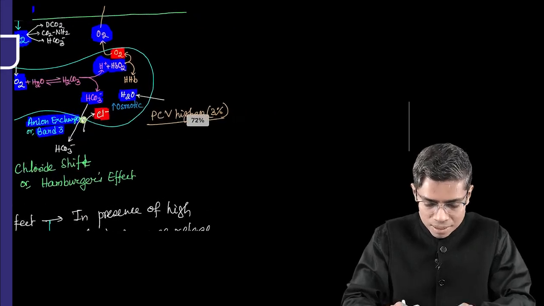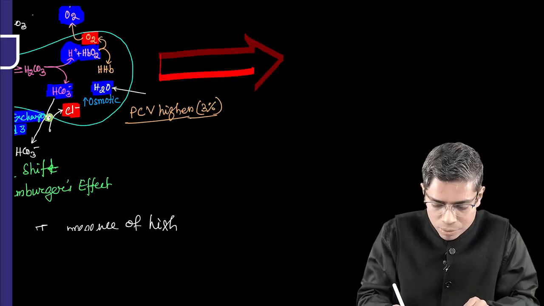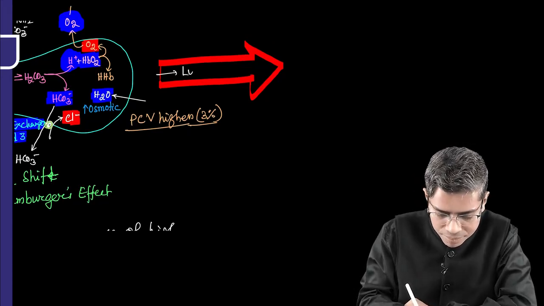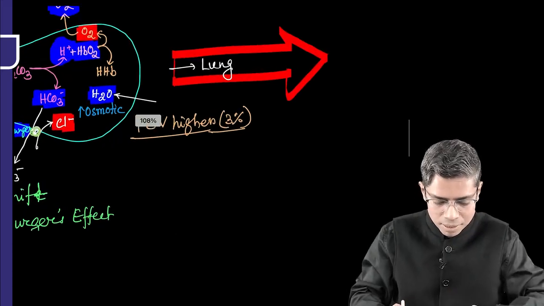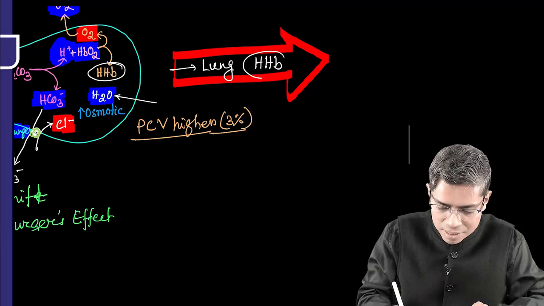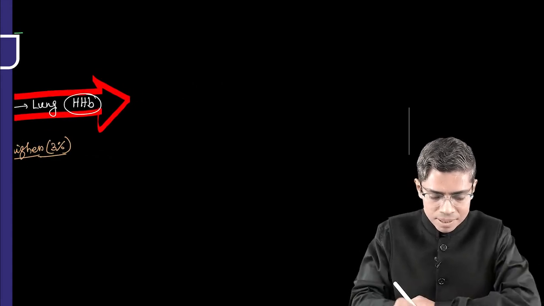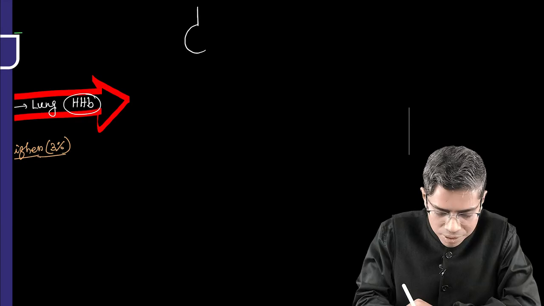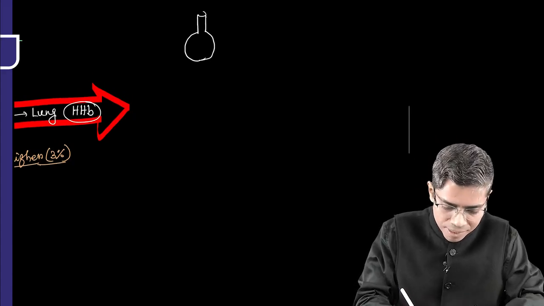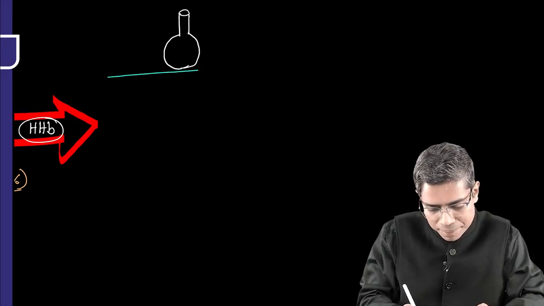So when this RBC is moving to the level of lung, what is going to happen? Now it is going towards the lung. Which form of hemoglobin is going? The form of hemoglobin that is going is HHb. This is reaching the level of lung inside the RBC. So I am going to draw the alveoli here. This is one representation of an alveolus of the lung, and this is the pulmonary capillary.